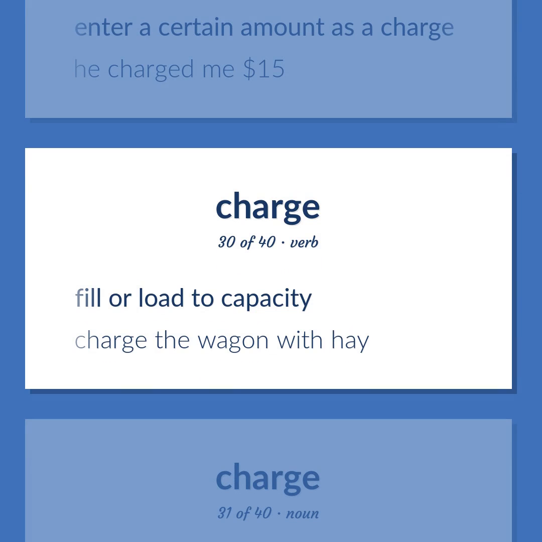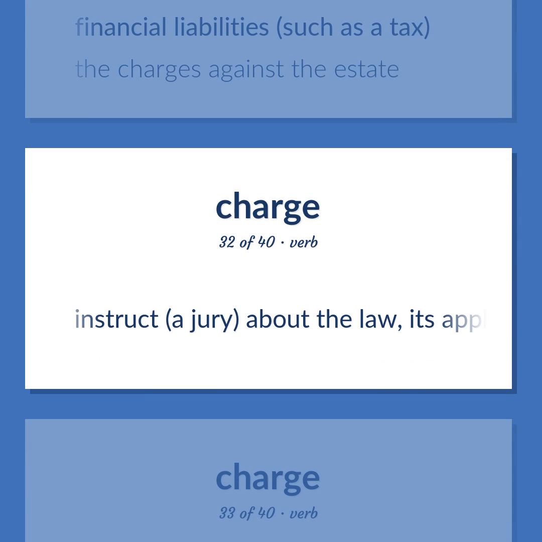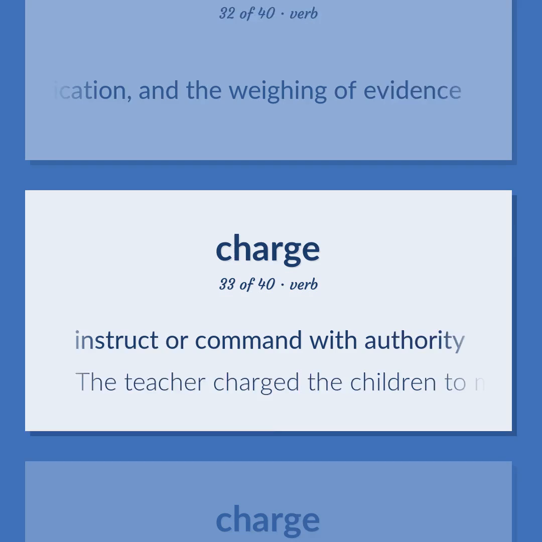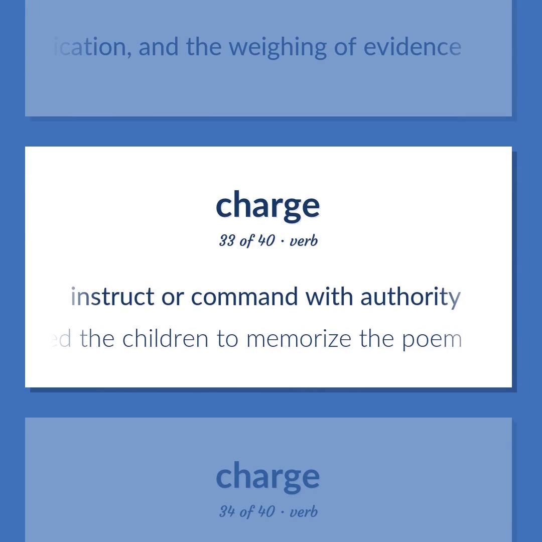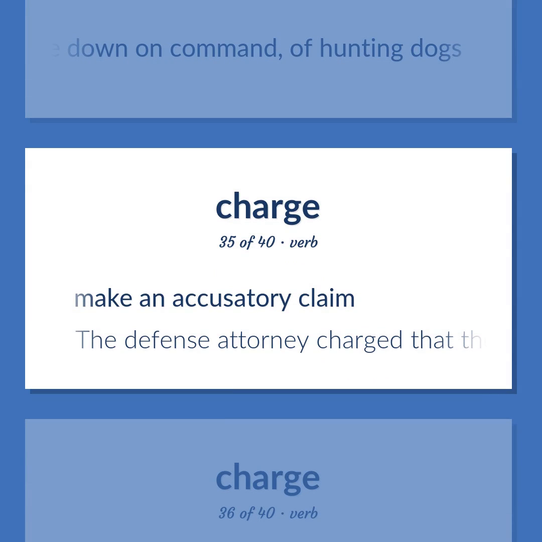Fill or load to capacity. Charge the wagon with hay. Financial liabilities, such as a tax. The charges against the estate. Instruct a jury about the law, its application, and the weighing of evidence. Instruct or command with authority. The teacher charged the children to memorize the poem. Lie down on command, of hunting dogs. Make an accusatory claim. The defense attorney charged that the jurors were biased.